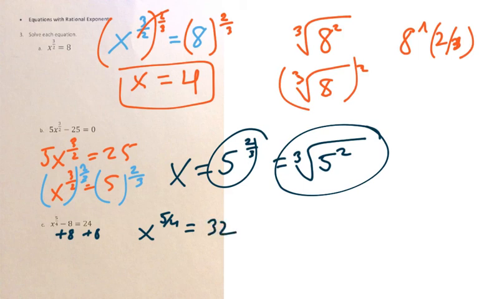Okay, so to undo the raising to the 5/4, I'm going to raise that to the reciprocal of the 4/5. But I have to do that on both sides. Okay, so then those cancel, leaving me with x. And the 5th root of 32 is 2, raised to the 4th power is 16.